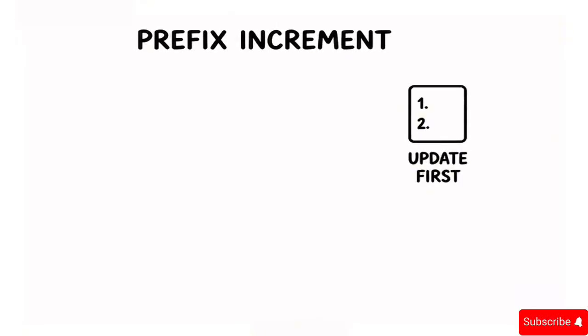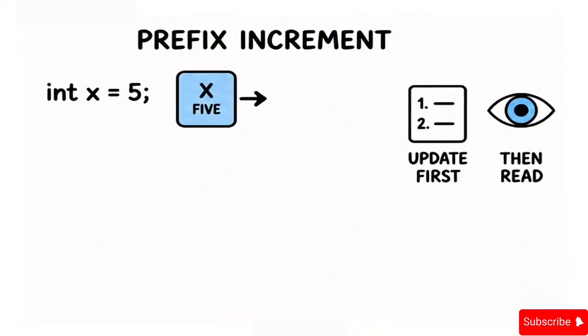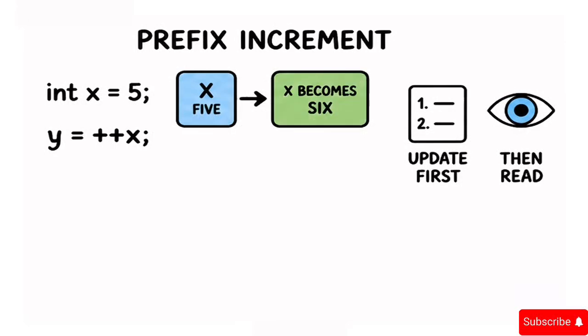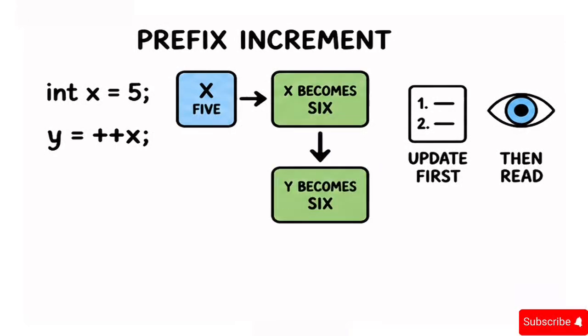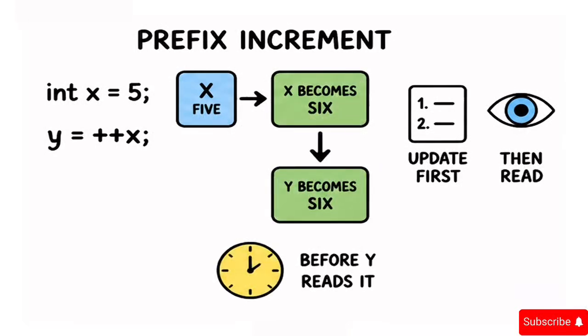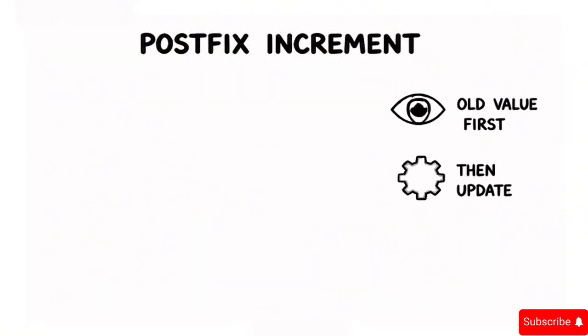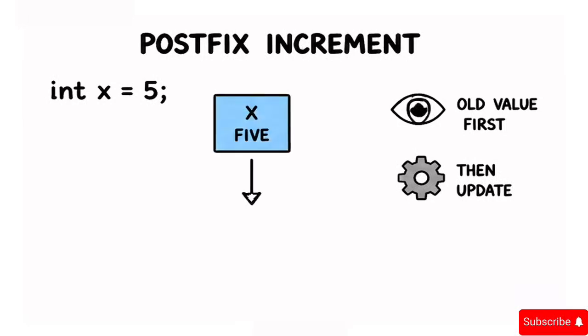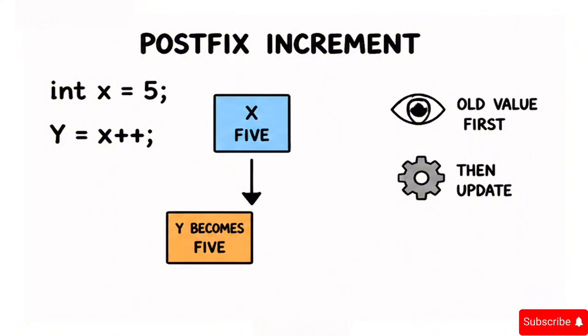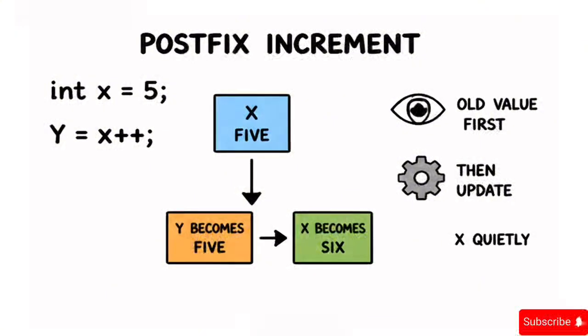Prefix increment updates first, then returns the new value. Let x equal 5. The line y = ++x makes x become 6, and y also becomes 6. The update happens before y reads it. Postfix increment returns the old value first, then updates. Let x equal 5. The line y = x++ makes y become 5, and x becomes 6. y sees the old value, while x quietly moves up.